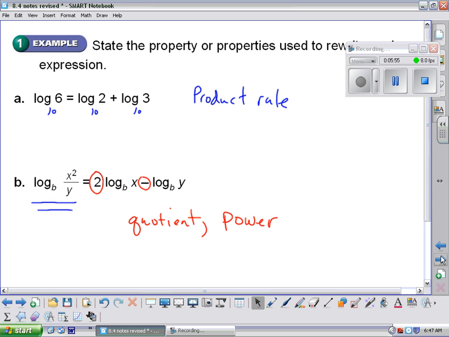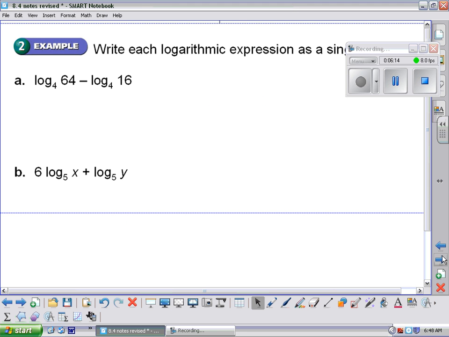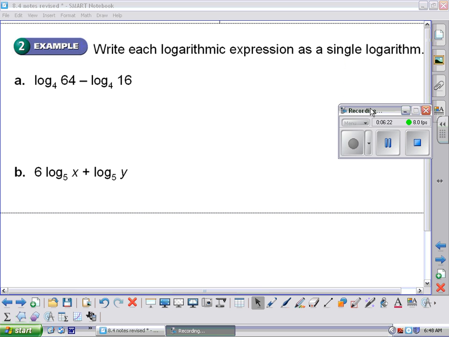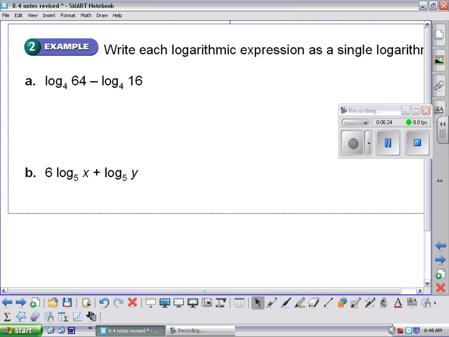Now notice in both of these statements, A and B, for this to work, our bases have to be the same. If the bases aren't the same, it's kind of like combining like terms; the logarithmic statements can't talk to each other. All right, let's work into example 2. We have 3 examples here, a couple of quick checks, and that'll be it. Write each logarithmic expression as a single log. So basically, contract.